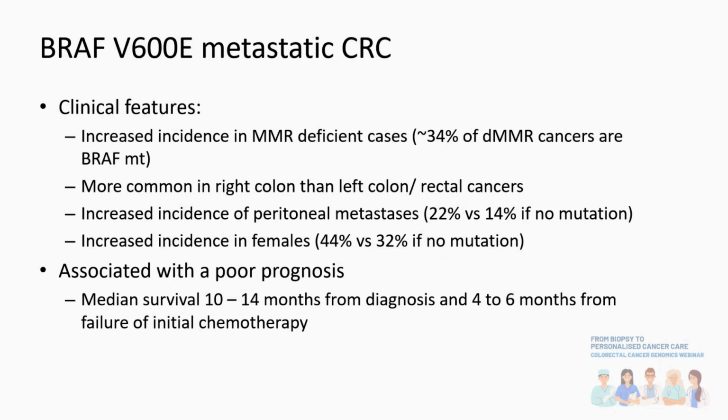In terms of clinical features, we see there is an association with mismatch repair deficiency. So approximately a third of these patients have MMR deficiency, and we'll come back to discuss that again in a few slides. It's much more common in the right colon than the left colon or rectum. And there's an increased incidence of peritoneal metastases and a slightly increased incidence in females compared with males, comparing patients who have mutation, this specific mutation versus no mutation.